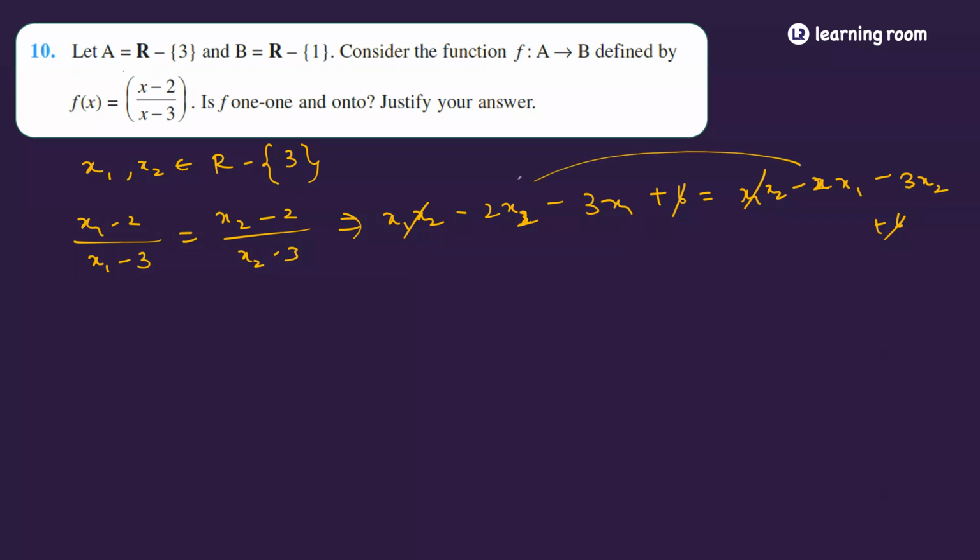You want to take this to the left. So 2 into (x1 minus x2) minus 3 into (x1 minus x2) is equal to 0. Correct? Did you understand what I did? I took this 2x1 to the left hand side, 2x1 minus 2x2, 2 is common. I didn't multiply it. I took the common number out.